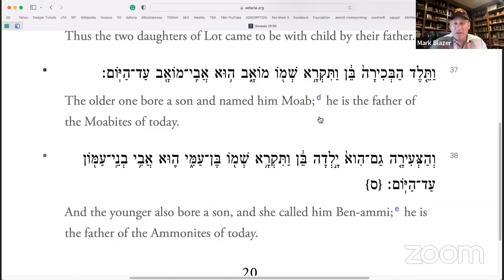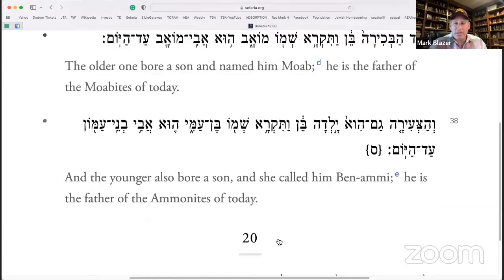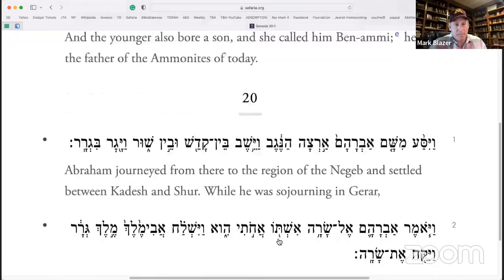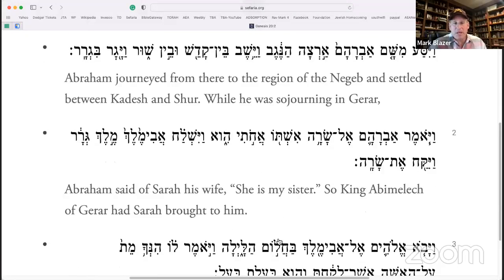Before we start laughing at this weird incestuous relationship, let's take a look at chapter 20, and then you can tell me whether there might be another issue here, which is a story back to Abraham and Sarah. And chapter 20 picks up, it says, Abraham journeyed from there to the region of the Negev and settled between Kadesh and Shur. Now, we just had this little story from chapter 19 of Sodom and Gomorrah.